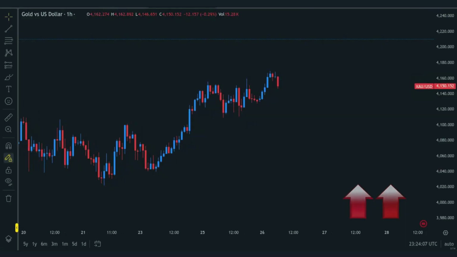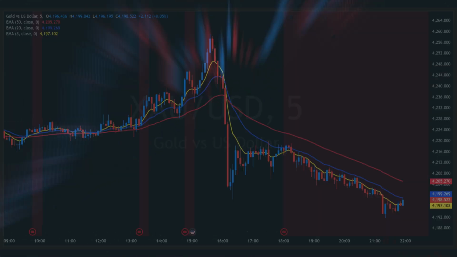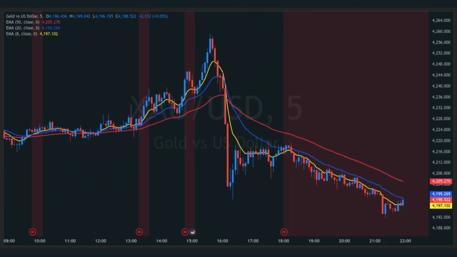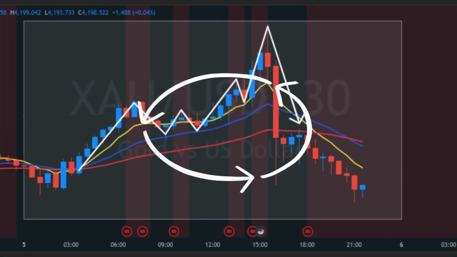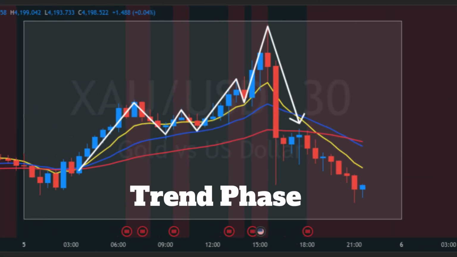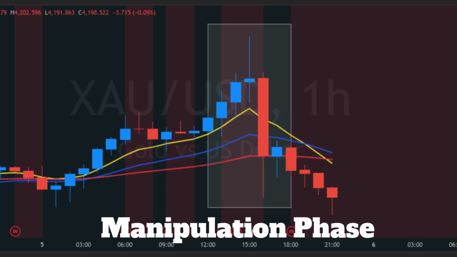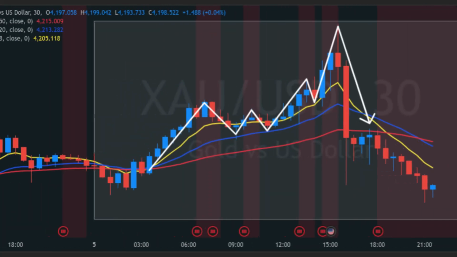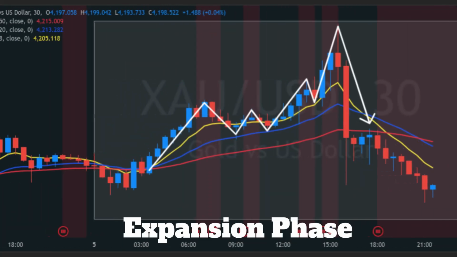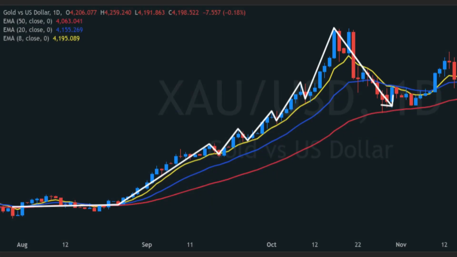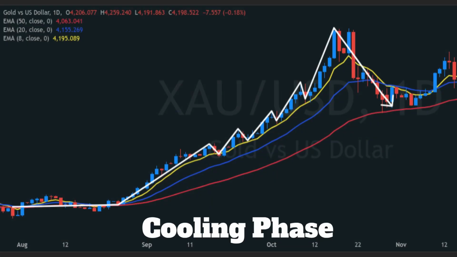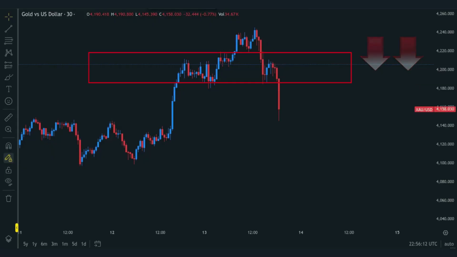Before we trade this pair, we must understand its personality. Gold usually moves in cycles. Trend phase. Smooth rhythm respecting EMA 20 and 50. Manipulation phase. Wicks, spikes, fakeouts. Expansion phase. Fast directional move. Cooling phase. Pull back to structure. Gold loves to fake out impatient traders and reward those who wait for structure.